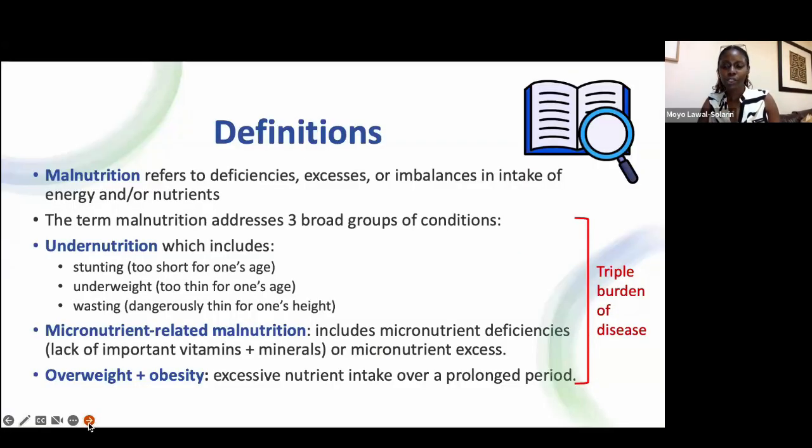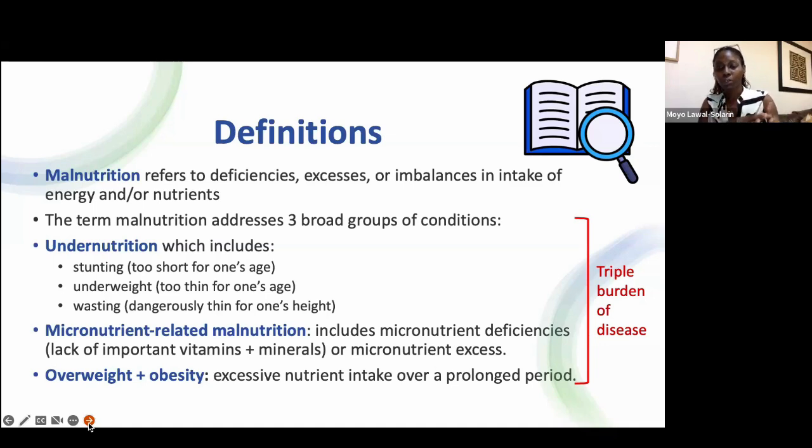Okay. So before we dive in, I'm just going to start by giving some definitions. Malnutrition refers to deficiencies, excesses, or imbalances in the intake of energy and/or nutrients. The term addresses three broad groups: undernutrition, micronutrient-related malnutrition, and overweight and obesity. Typically when we think of malnutrition, we only focus on undernutrition. We think of the tiny little SAM baby or a stunted child, but it also encompasses overweight and obese children.